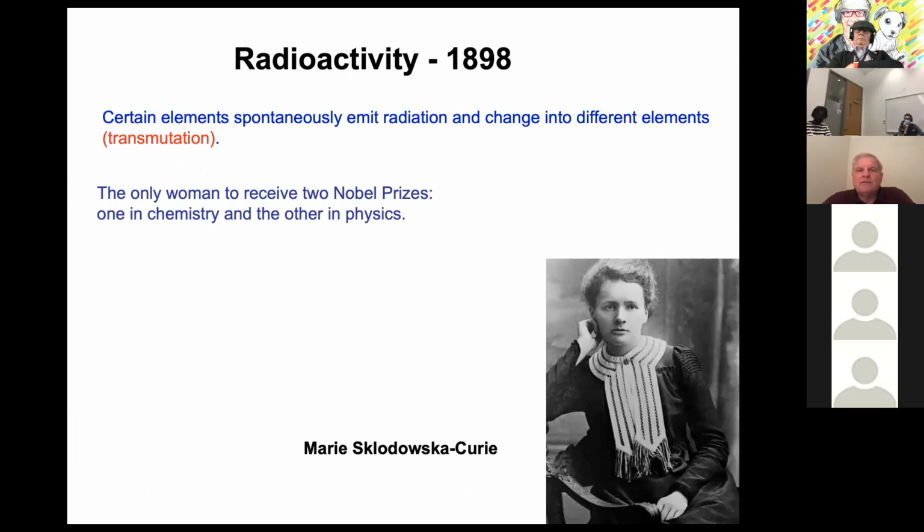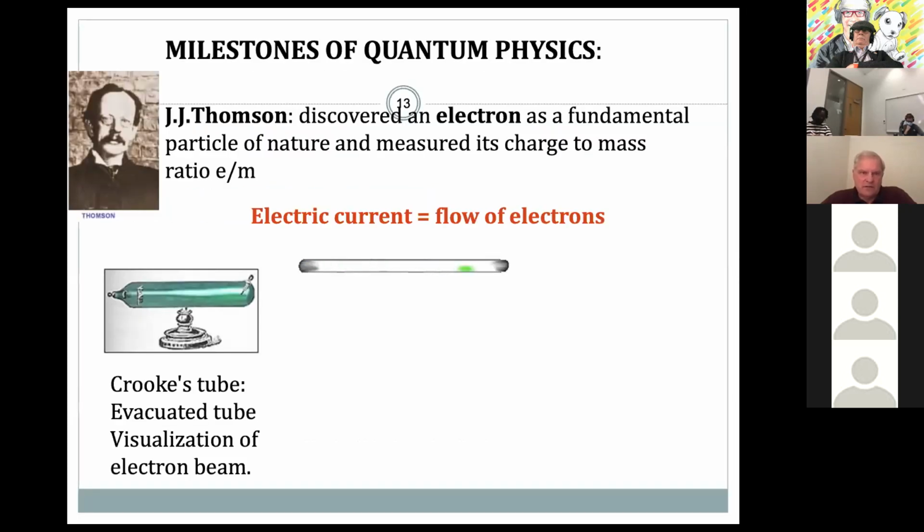So actually radioactivity was discovered in 1898 by Marie Curie. And that was actually an example of a quantum phenomenon because it showed that elements can transmute and emit radiation, which is a quantum process classically could not occur. J.J. Thomson discovered the electron as a fundamental particle of nature and actually responsible for electric currents. Until that point, we didn't know what was actually the carrier of current.